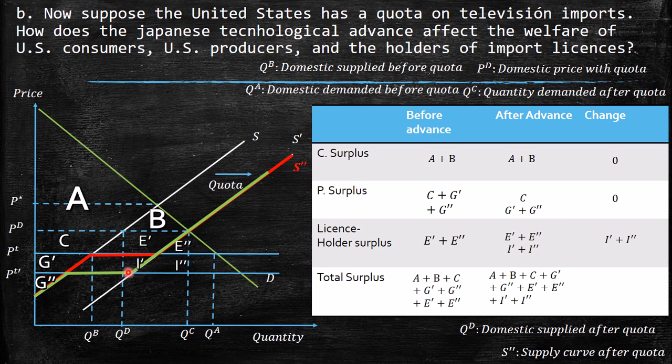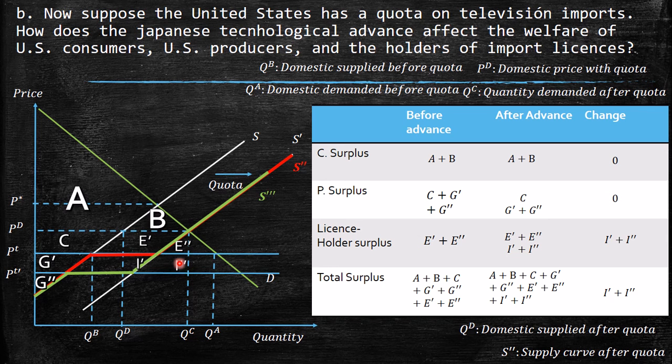So all this area, which is E prime and E2 prime, is going to be the new license holder surplus. So this is going to be increased by E prime and E2 prime. So as a change, you will see how this is going to be increased.